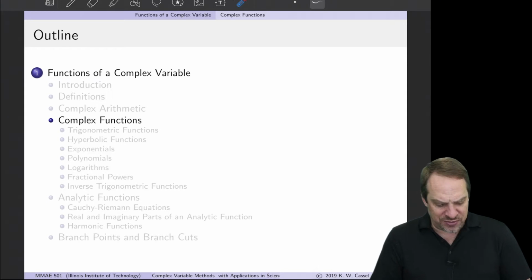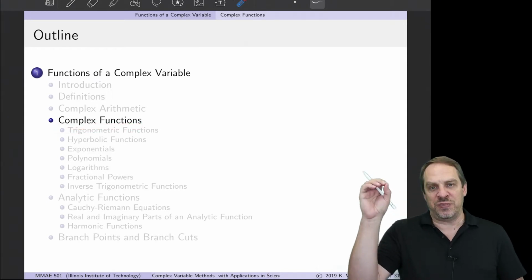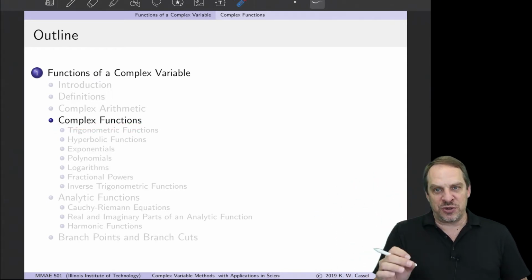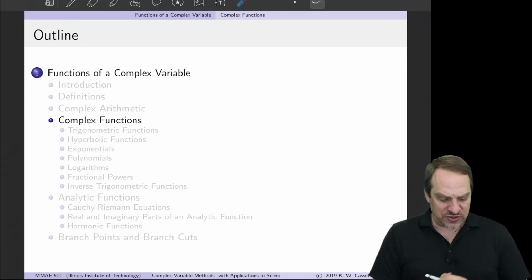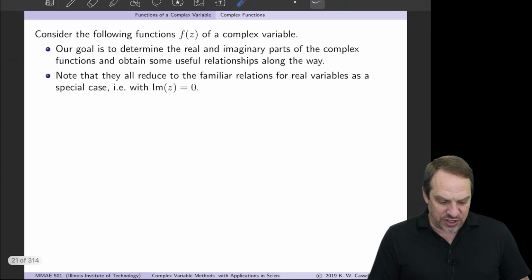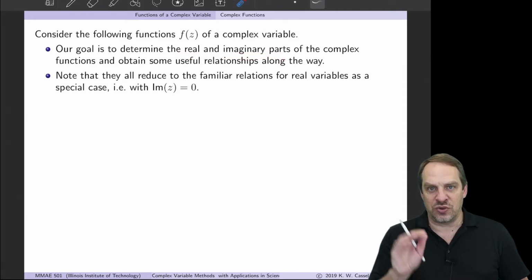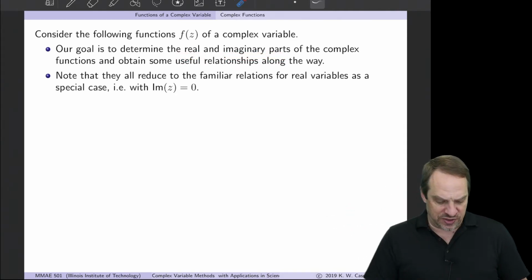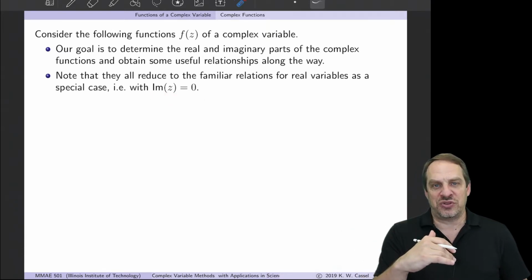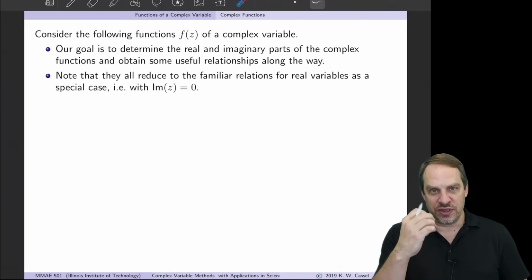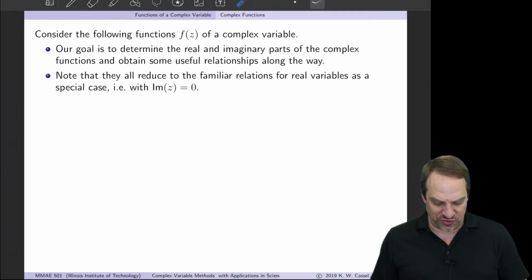All right, so let's talk about complex functions now. So we've talked about complex numbers, complex variables, how to add, subtract, multiply, and divide complex numbers and variables. And now let's look at complex functions. Again, our goal is going to be to separate out the real and imaginary parts in order to write it in that generic form. And as always, when imaginary part of z is equal to 0, that leads to the special case of real arithmetic, algebra, trigonometry, and so forth that we're familiar with.